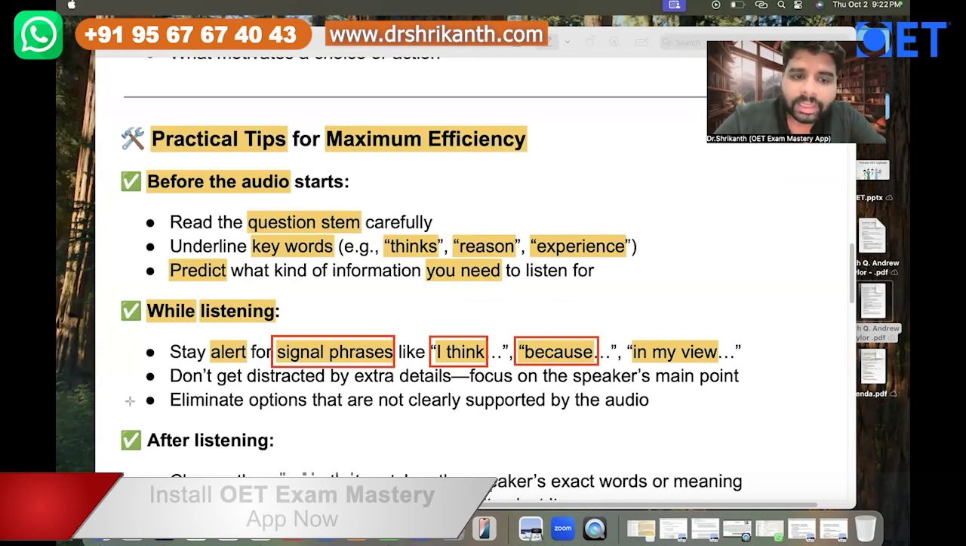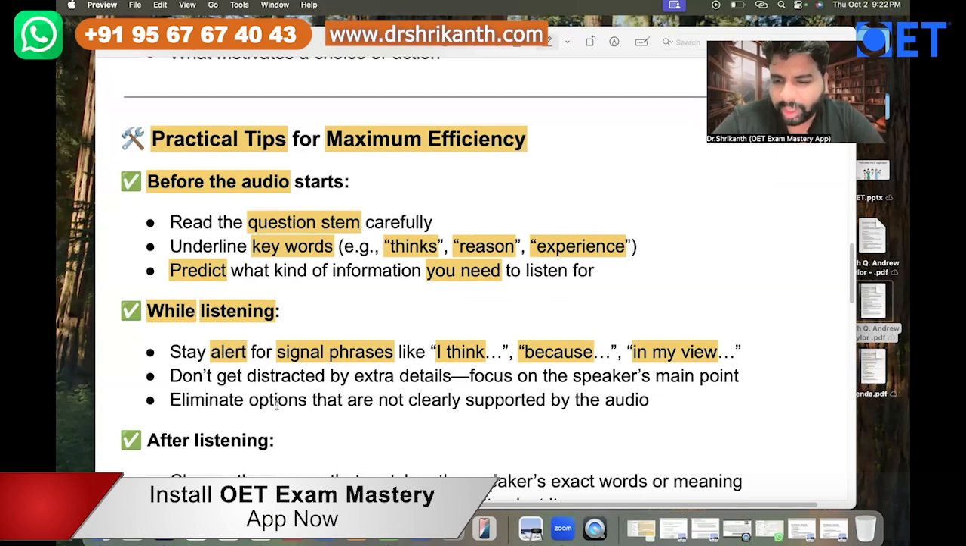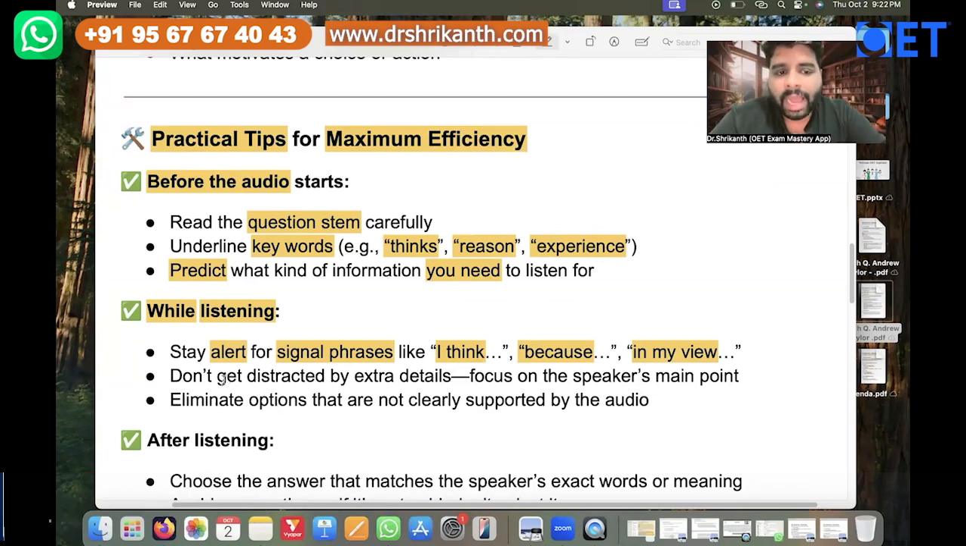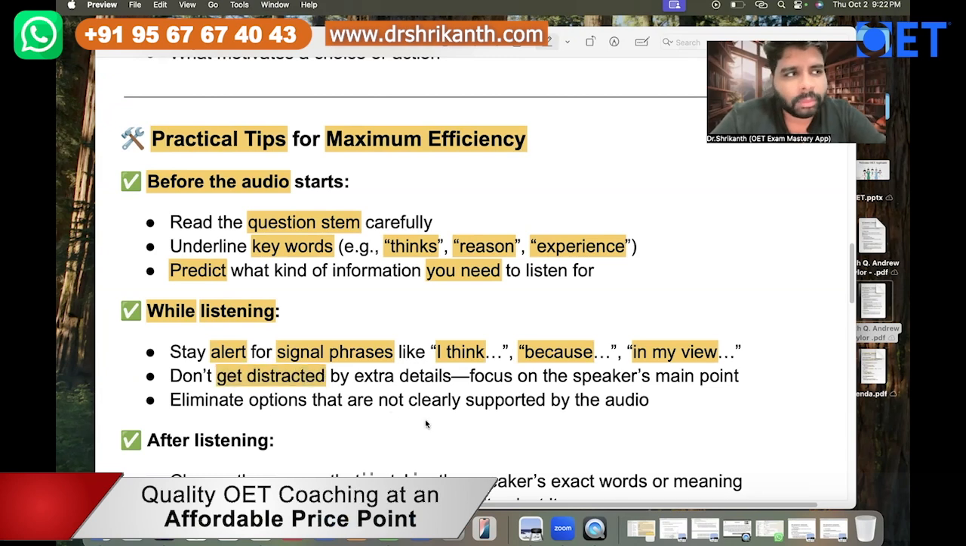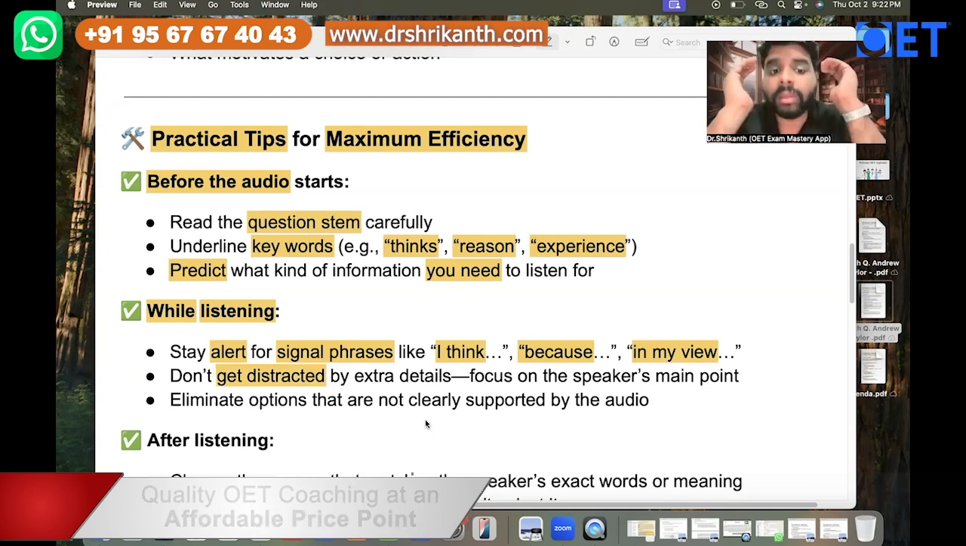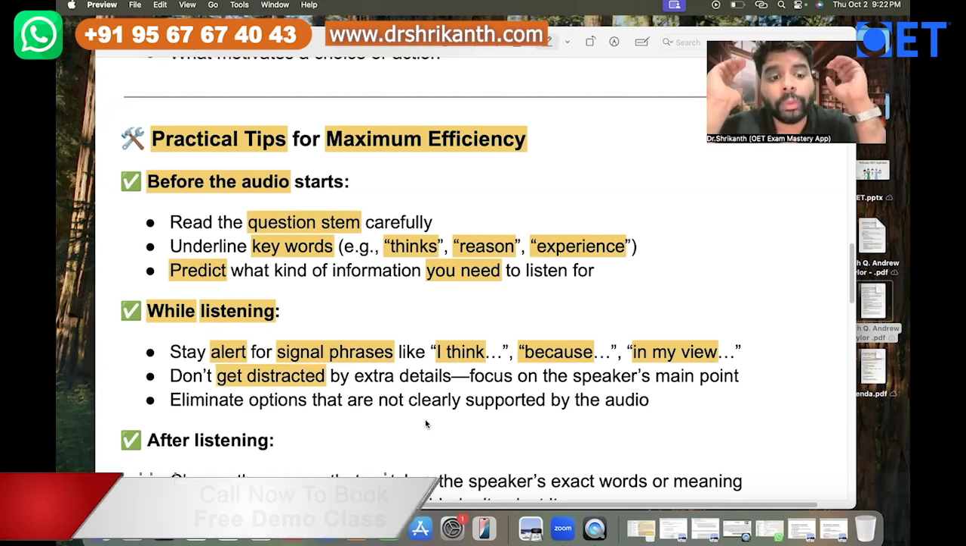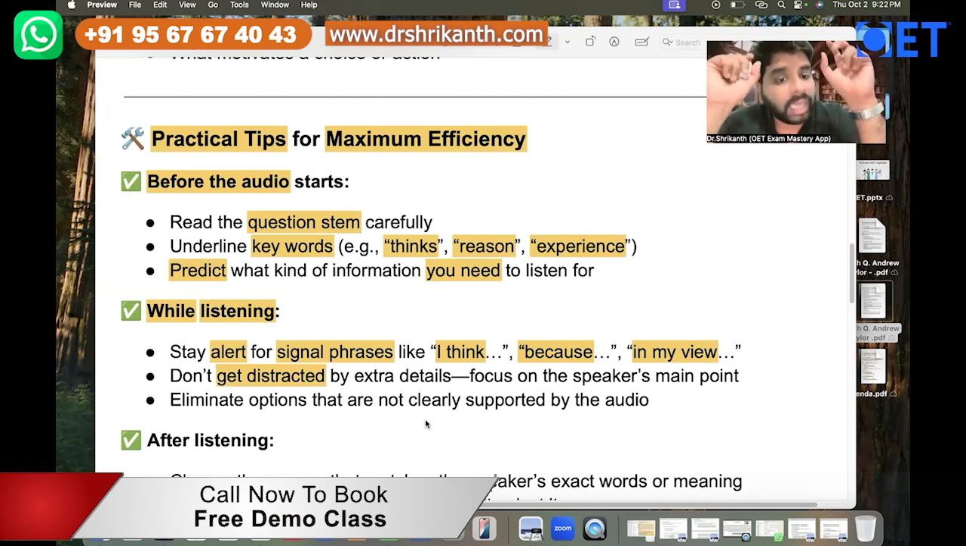Right. Next is, don't get distracted by extra details. The OET is very, very cunning. Always expect the OET to be very cunning. They act very clever. They are very smart. So we should also be very, very smart. That is why you need to have clarity. This is what I am going to listen to. This is what I need.